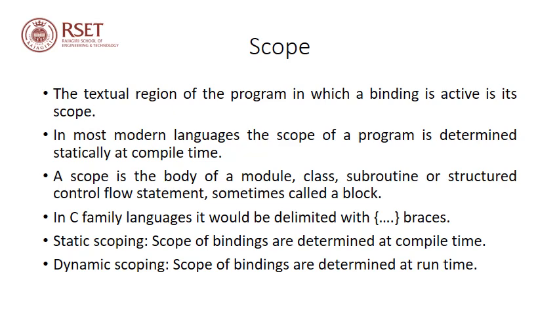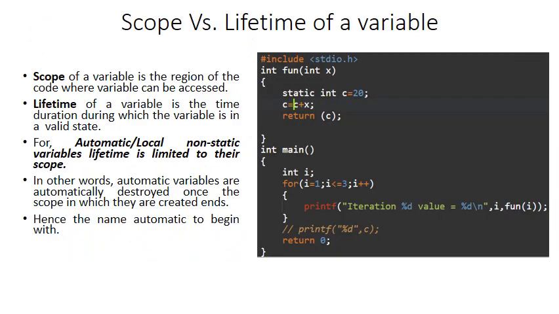A scope is the body of a module, class, subroutine or structured control flow statement, sometimes called a block. In C family languages, it will be delimited with curly braces. Whenever you see open and close curly braces, we are creating a block, and whatever is declared within that block will be only visible within that block, and its scope will not be available outside it. In static scoping, scope of bindings are determined at compile time, whereas in dynamic scoping, the scope of bindings are determined at runtime. Now let's discuss the difference between scope and lifetime of a variable.